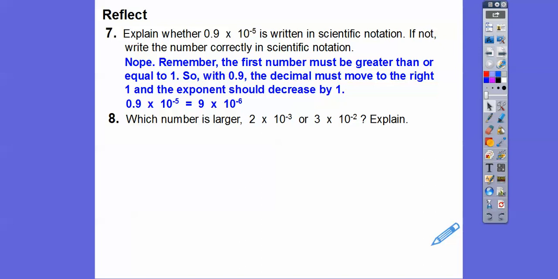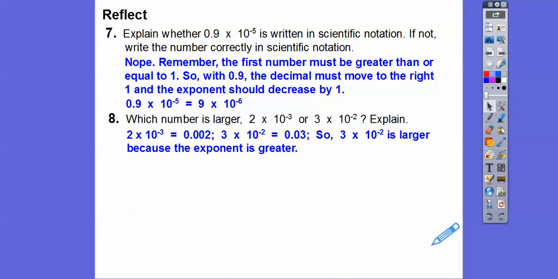Okay, which number is larger, 2 times 10 to the negative 3 or 3 times 10 to the negative 2? And explain. All right, well, I like to put them in standard form. 2 times 10 to the negative 3 means move the decimal 3 places that way, so it becomes 0.002. 3 times 10 to the negative 2 says move that decimal 2 places that way, so it becomes 0.03. So 0.002 is less than 0.03. So 3 times 10 to the negative 2 is larger because the exponent is greater. Negative 2 is greater than negative 3. Okay, so remember, negatives work kind of backwards, you guys. Negative 2 is bigger than negative 3.